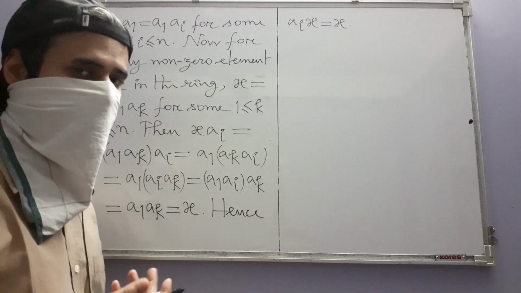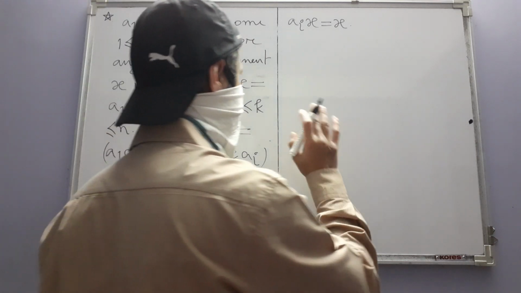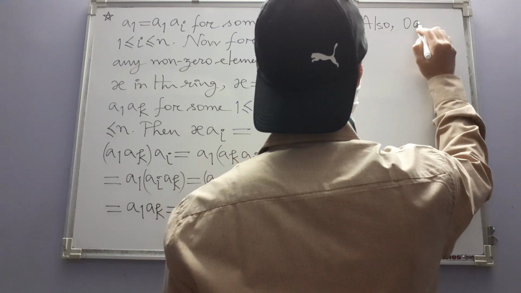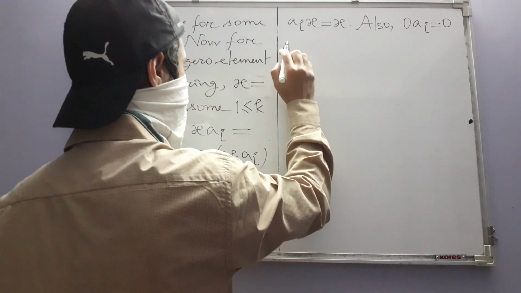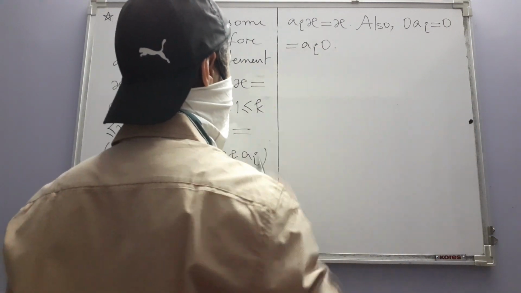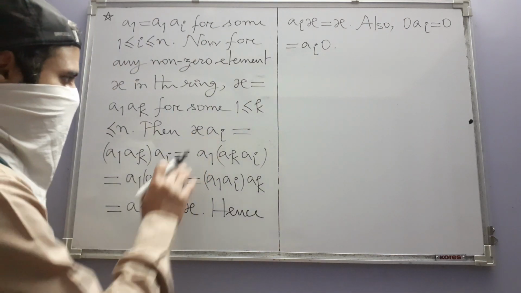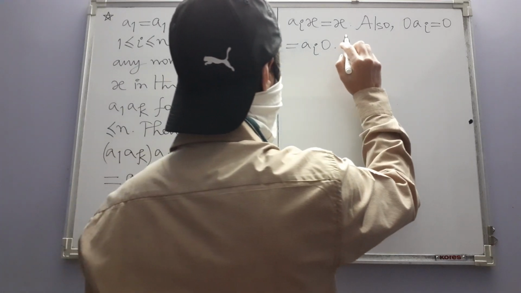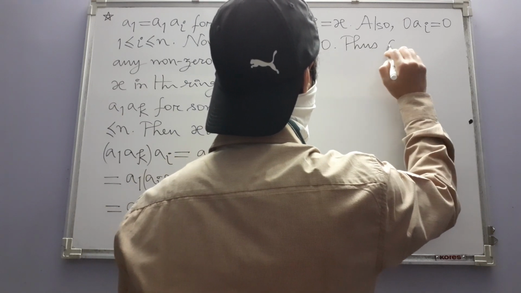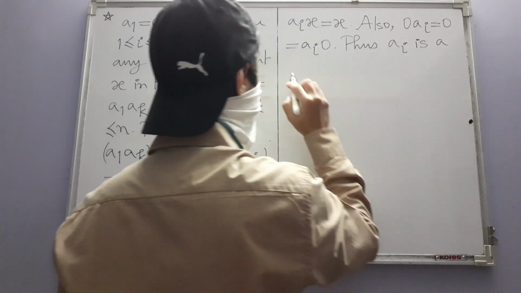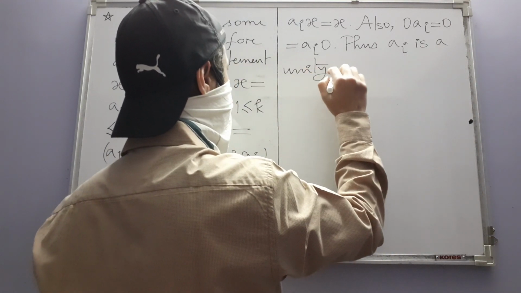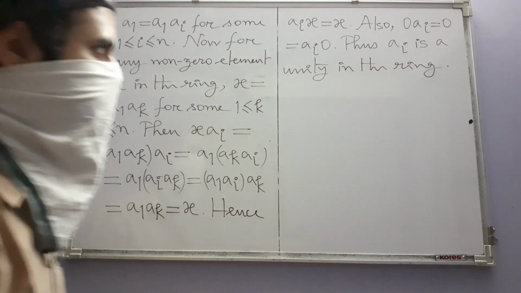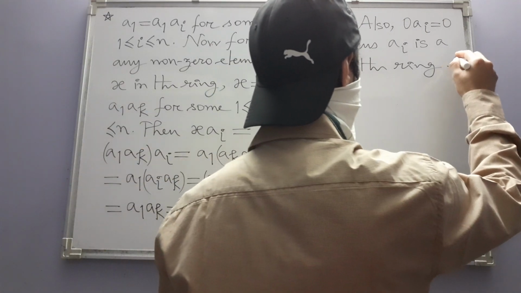But what about the zero element? What about 0? For that, actually nothing has to be done, but still, let's just simply show that also. 0 ai is of course equal to 0, and that is equal to ai 0. So that just simply tells us that ai is a unity in our ring, and that's what we were trying to find. Thus, ai is a unity in the ring. Okay, so that means we have found a unity.